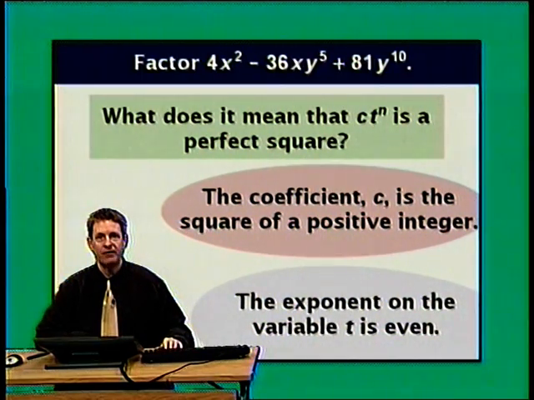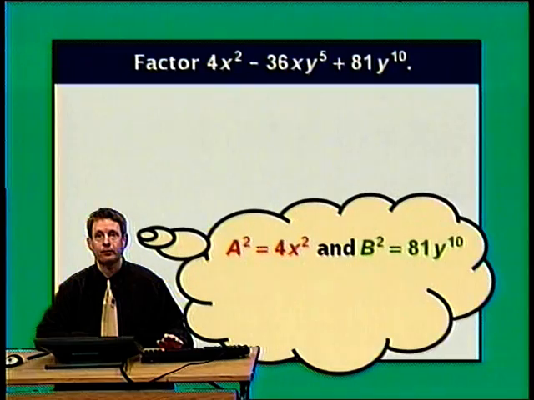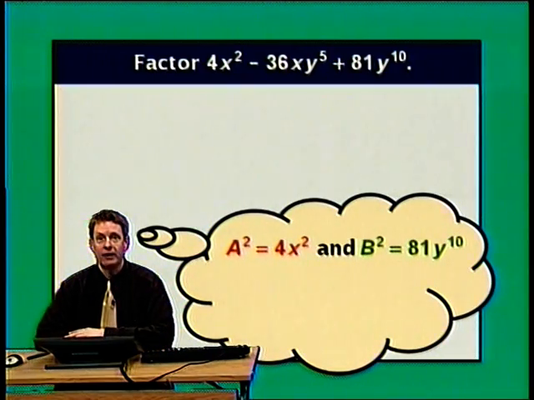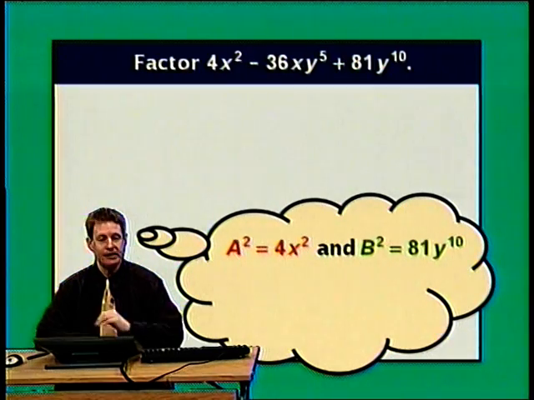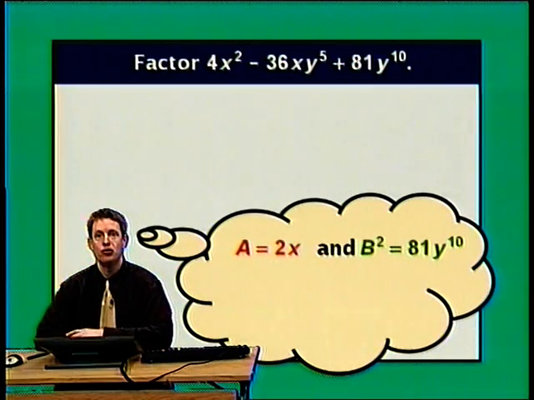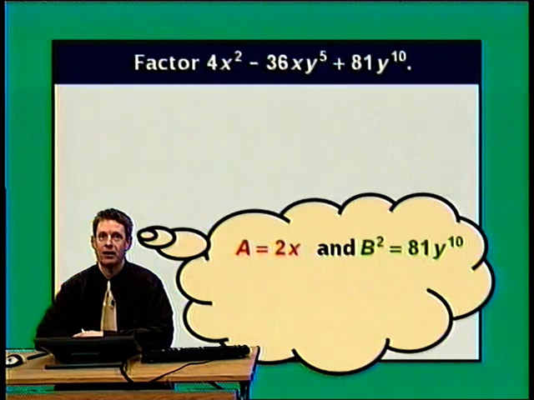So let's look specifically at our given trinomial. Can we write 4x squared as a perfect square and 81y to the 10th as a perfect square? Well, sure we can, because both 4 and 81 are perfect squares of integers, and the exponents on both x and y are even. So if a squared is 4x squared, I think it's pretty easy to see that a needs to be 2 times x. 2 squared is going to give us 4, and x squared is going to give us x squared.